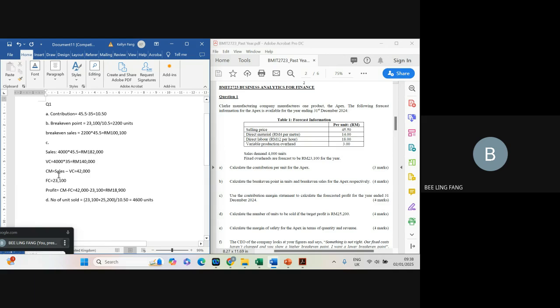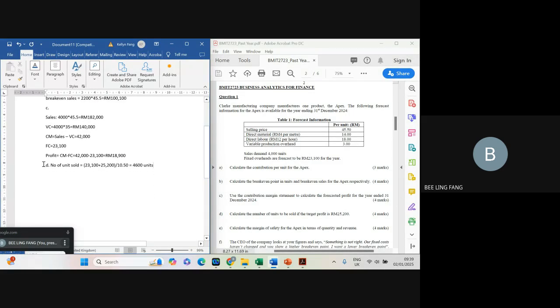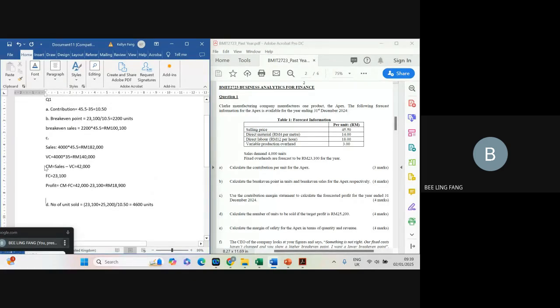So you can see that the break-even point here is 2,200, right? That means at the 2,200 point, you didn't make profit, didn't make loss, right? But if you sell 4,600, you earn the profit here, right? Besides minus the overhead, the fixed cost.